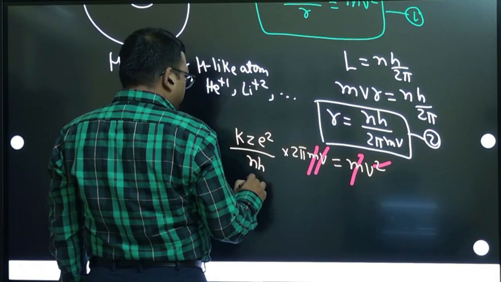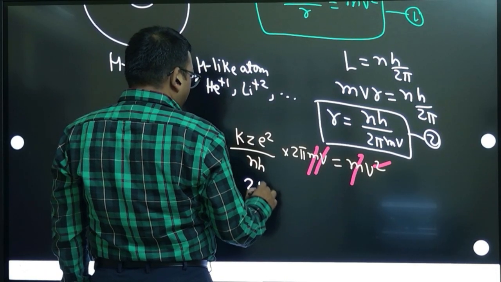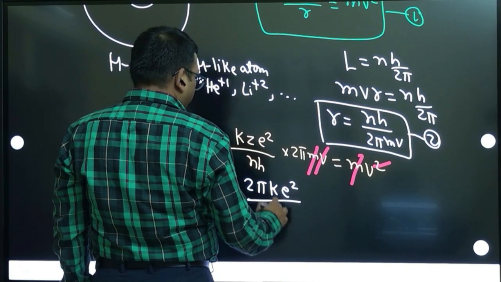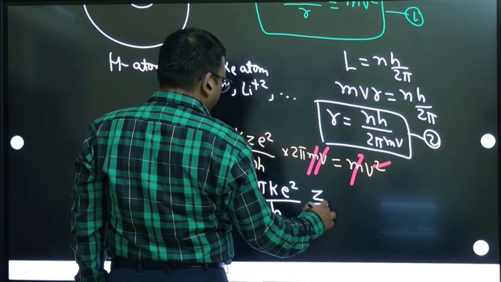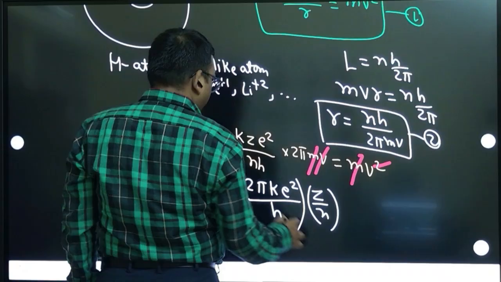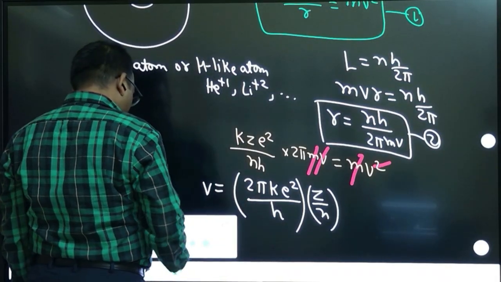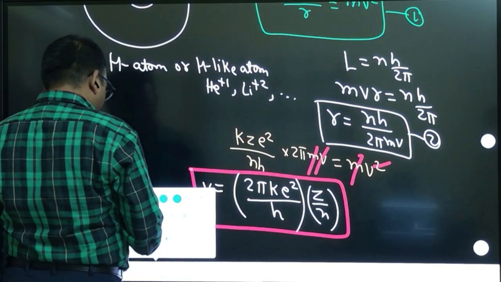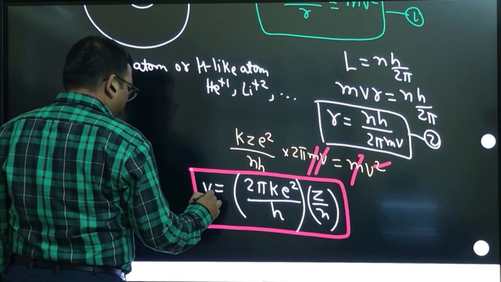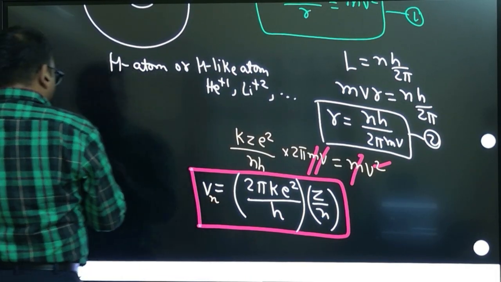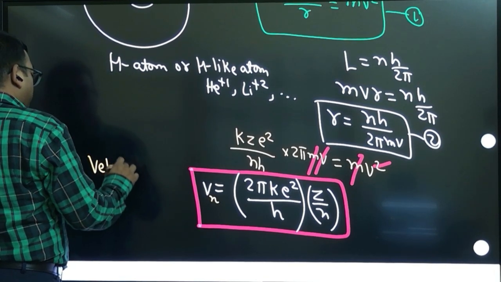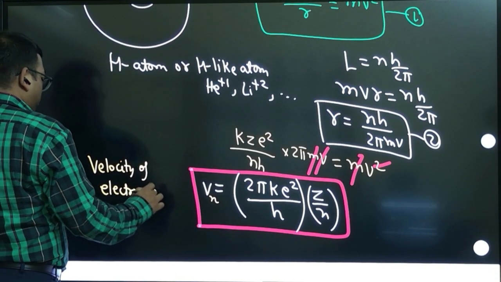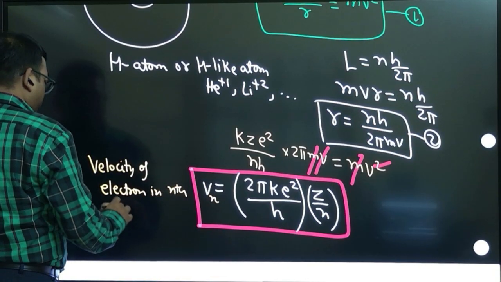Velocity we are getting as 2 pi k e square by h into z by n. This factor we are getting. Okay. So that's the main important equation of velocity. Velocity is electron's velocity in nth orbit. Note that this is the velocity in nth orbit, so you can put Vn. Velocity of electron, velocity of electron in nth orbit.